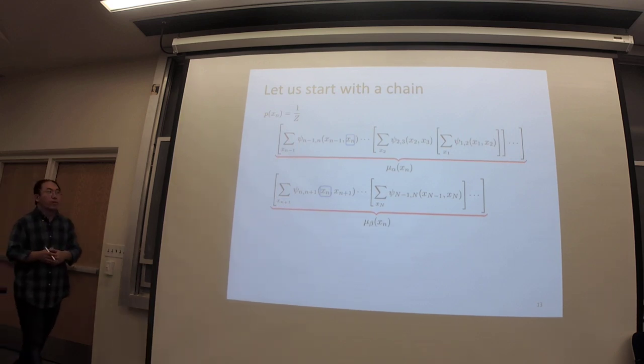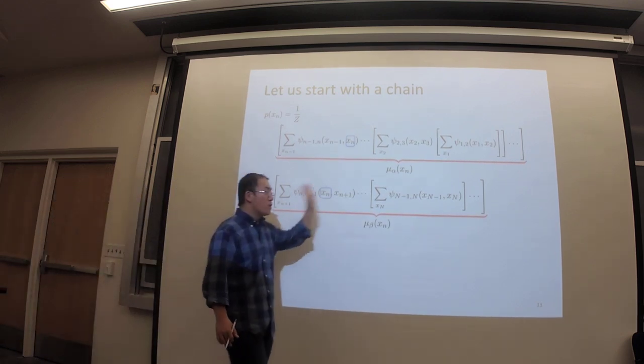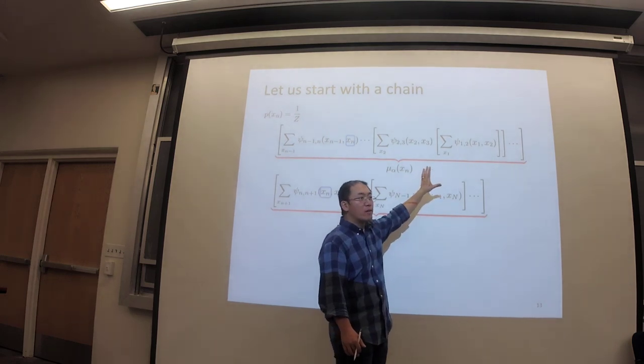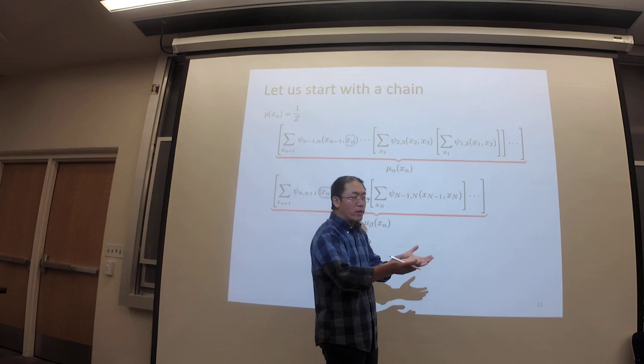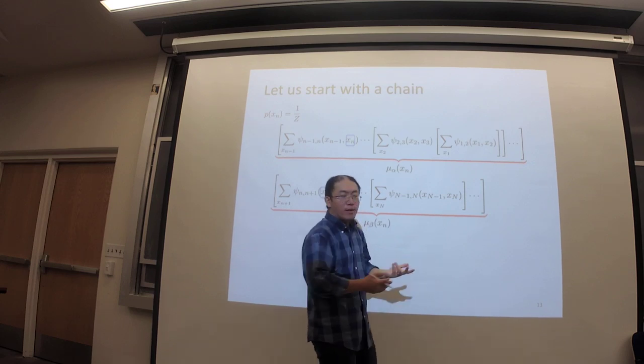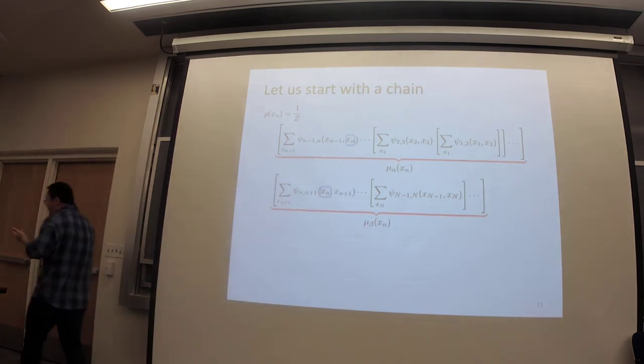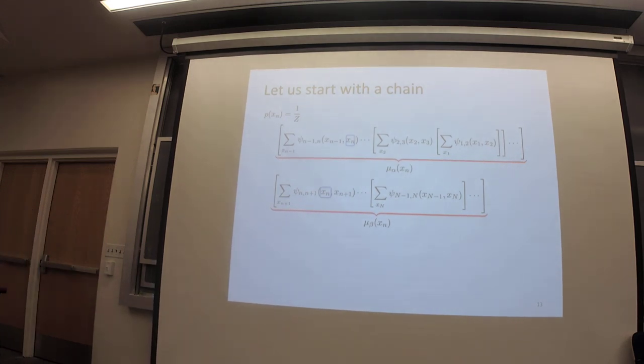Then we can try to first do the summation and then do the product. We'll try to make the summation as far inside as possible, right? And it turns out that we can break the computation into two parts. One part is before xn, and the other part is after xn.